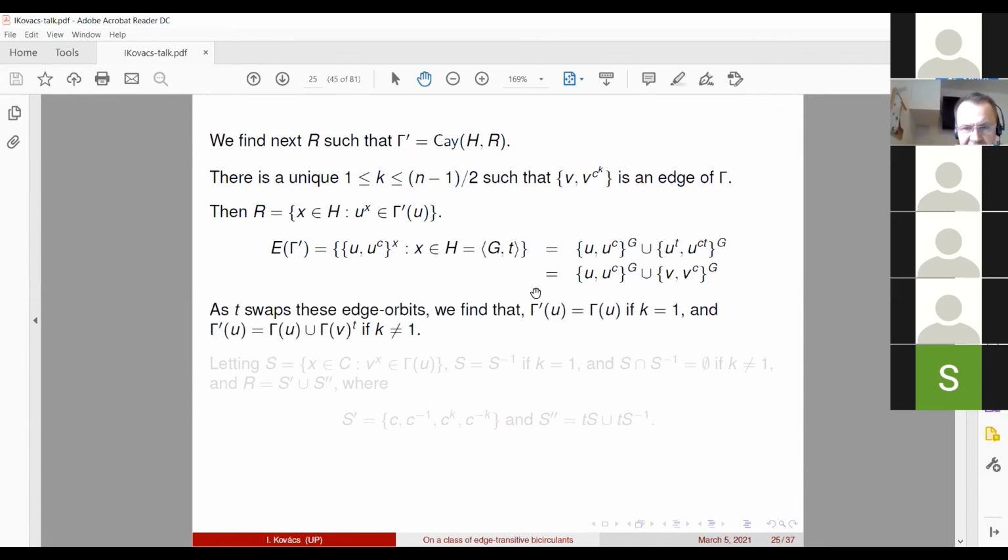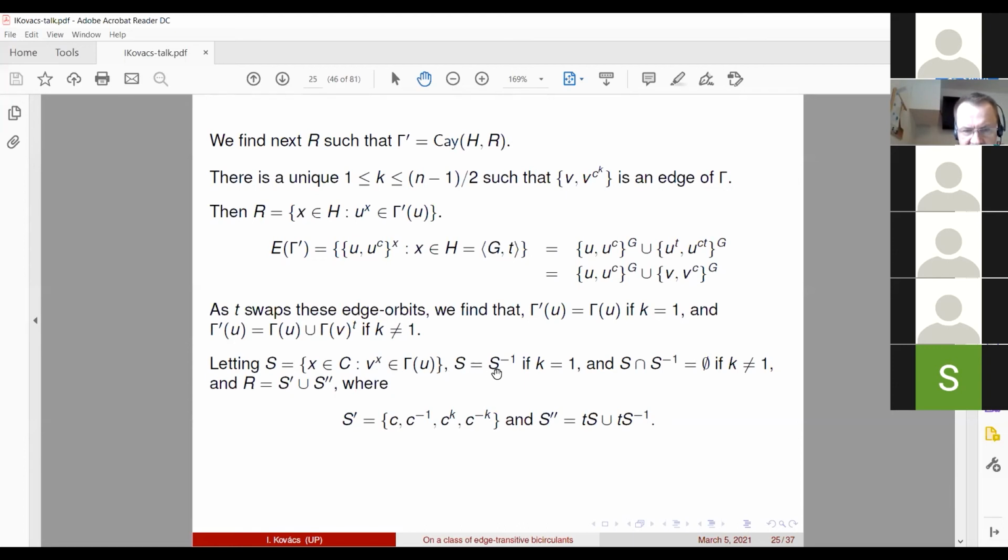And because of that, we have this condition. If K is not 1, then these are two different H orbits of G. And moreover, this T swaps these H orbits. So any neighbor of U in gamma prime is either also a neighbor of U, or T maps this neighbor to a neighbor of V. And that's why we get this description of the neighborhood in the case when K is not 1. And if you introduce the set S, which contains all elements from C such that VC is a neighbor of U, then you can prove that two things can happen.